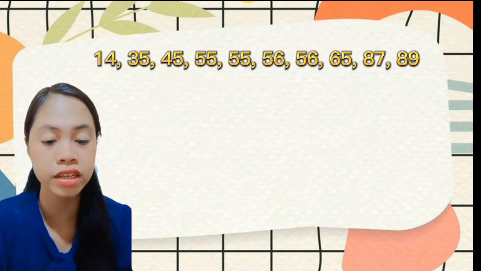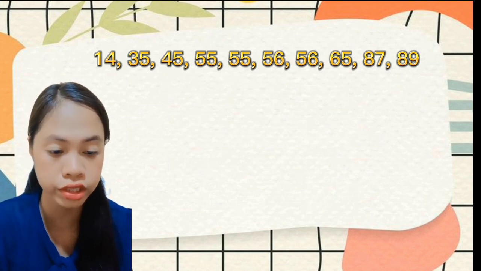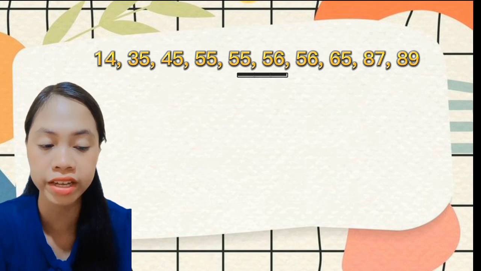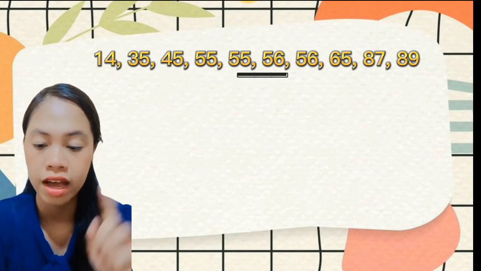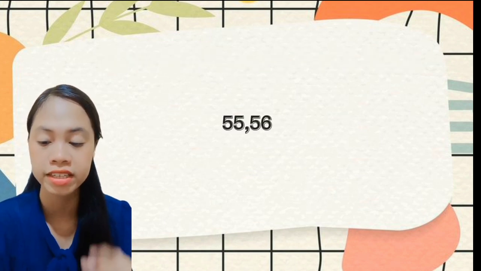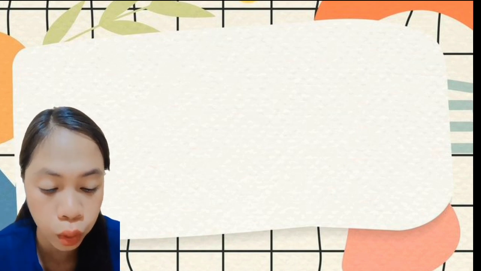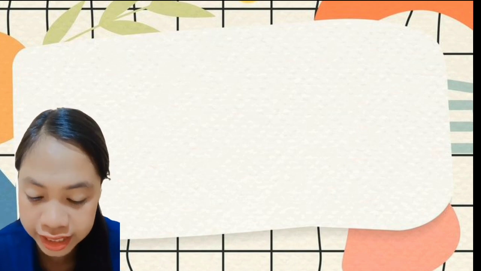Then take the middle 2 scores. So the middle 2 scores are 55 and 56. And compute the average of the 2 scores. The median is 55.5. And now that we have found the median, this gives us a more reliable picture of the tendency of the scores. There are indeed scores of 55 and 56 in the score distribution.